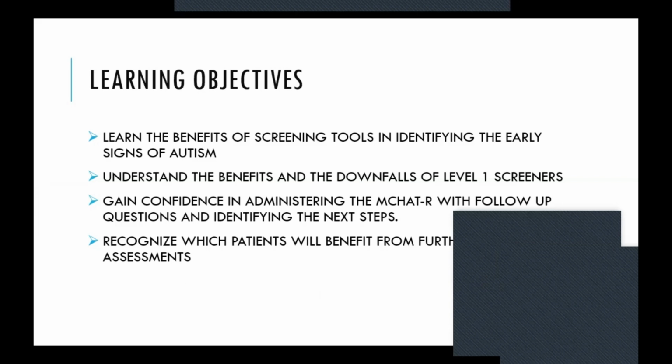So the learning objectives for today are learning the benefits of the screening tools and identifying the early signs of autism, understanding the benefits and the downfalls of level 1 screeners, and the MChat is one of those. And then gaining confidence in administering the MChat with the follow-up questions and identifying the next steps, which some people have had experience with and some people have not. And then recognizing which patients will benefit from further assessments.